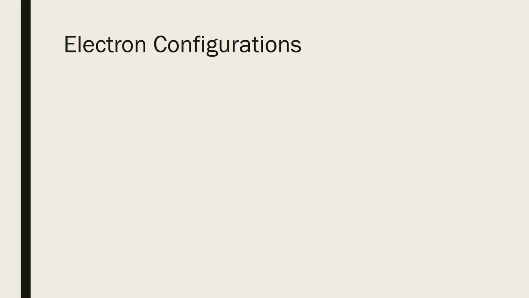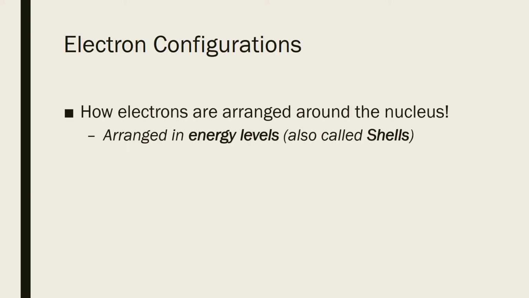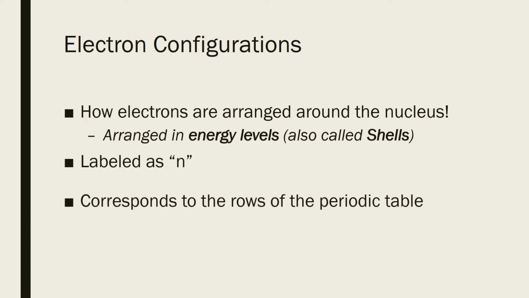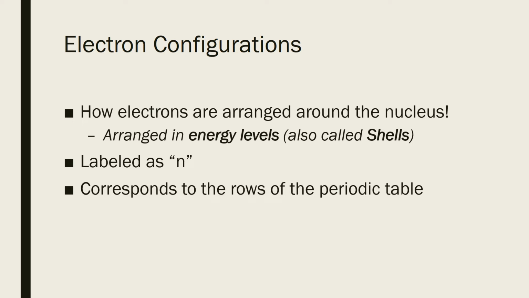So here we go. Electron configurations are how electrons are arranged around the nucleus of an atom. Remember, they are arranged in energy levels, which we also call shells. We label these N. N is the same as the row on the periodic table. The first row has a 1 next to it. That is row 1, so N is equal to 1. Row 2, N is equal to 2.